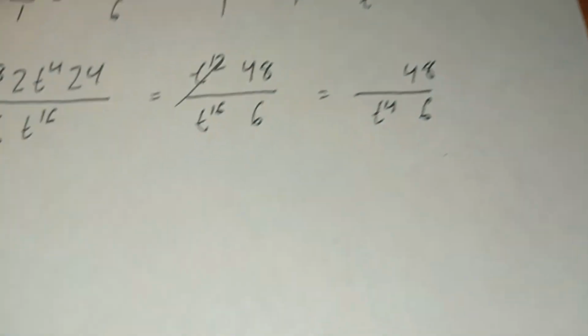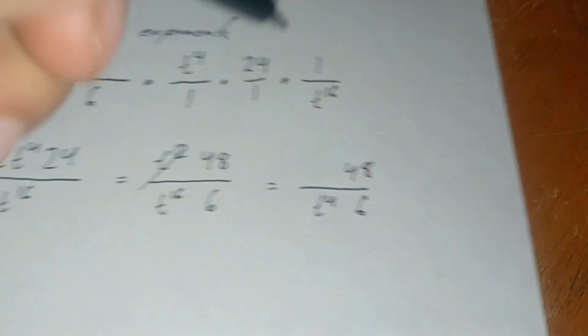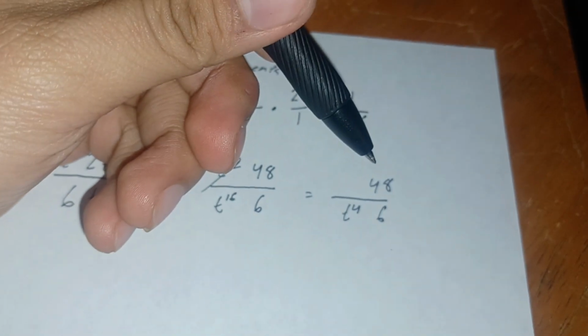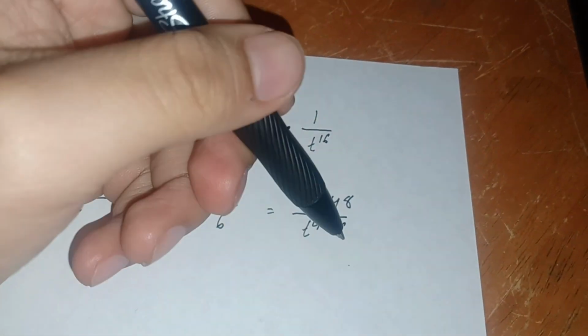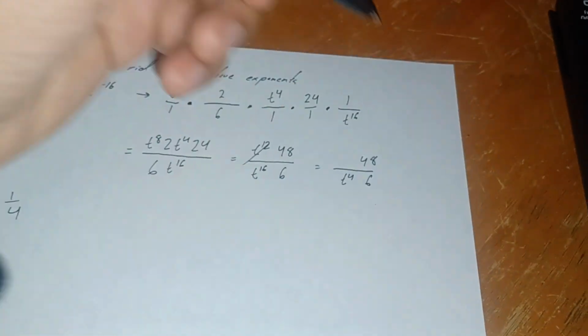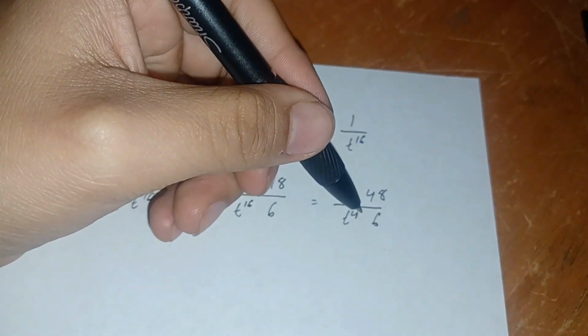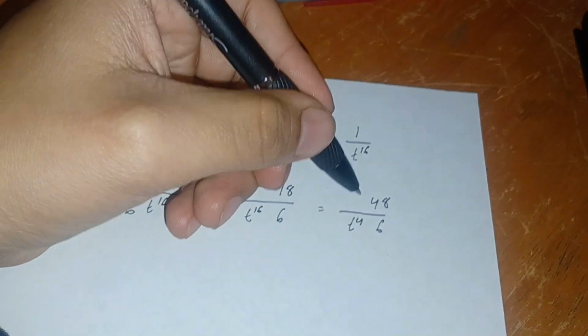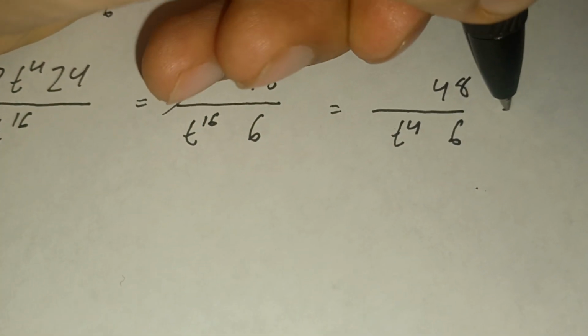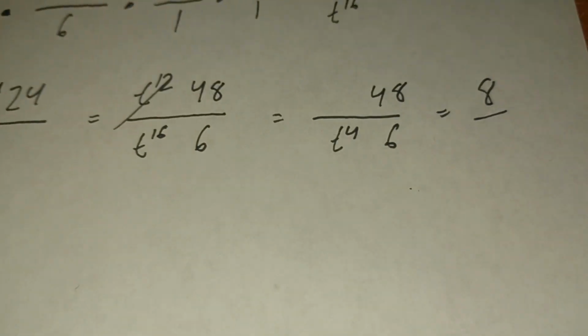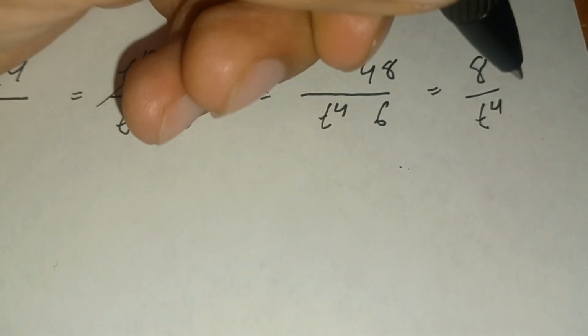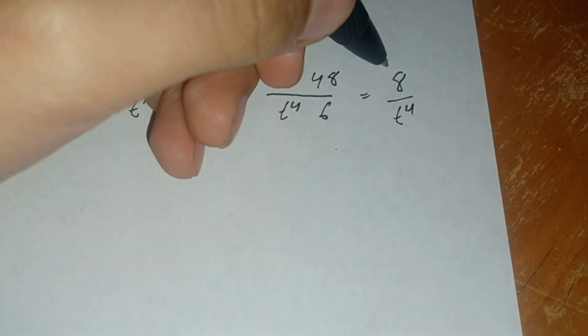And then we got 48 divided by 6. What is 48 divided by 6? Let us check with the calculator. That's going to give us 8. So 48 divided by 6, obviously we have the greater value in the numerator and the smaller value in the denominator, so 48 divided by 6 is 8. So 8 is going to go at the top because 48 is a greater value. This is going to give us 8 over t to the 4th power, just like that. And that is going to be our answer.